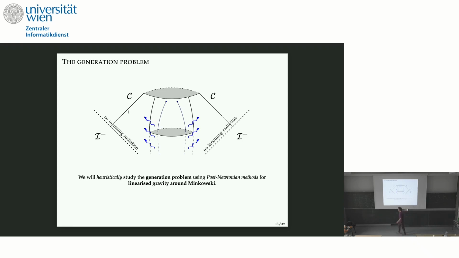Importantly, in the heuristic part of the talk, I will talk about linearized gravity around Minkowski, and in the second part of the talk, I will talk about linearized gravity around Schwarzschild, because as it turns out, in order to see the failure of peeling, you need to go to higher order in perturbation theory, and the cleanest way to do it is to perturb around Schwarzschild directly.